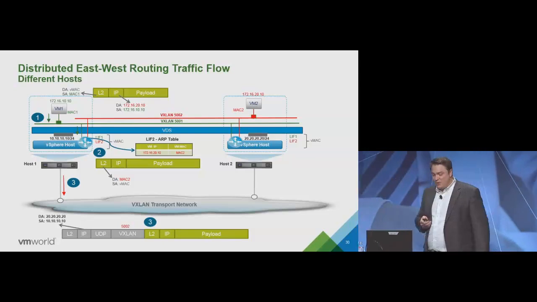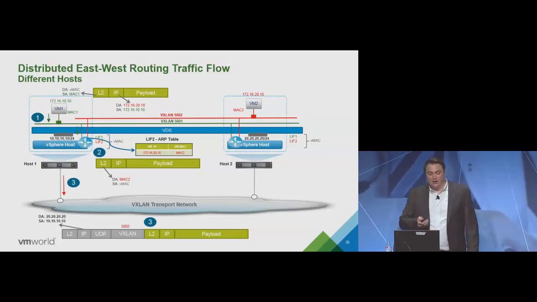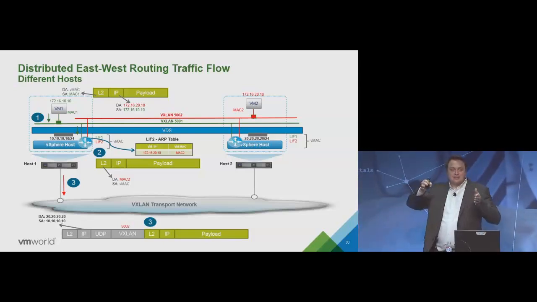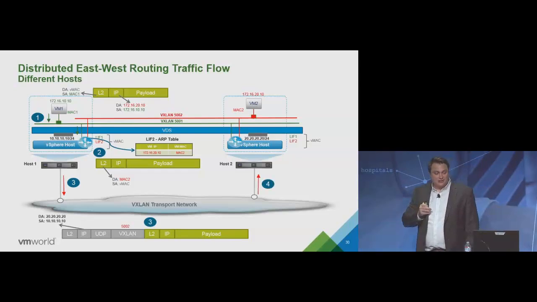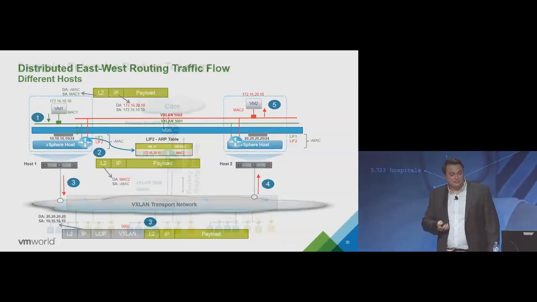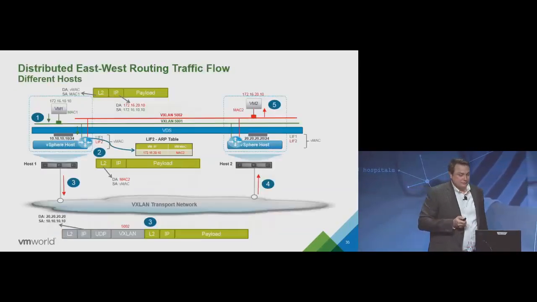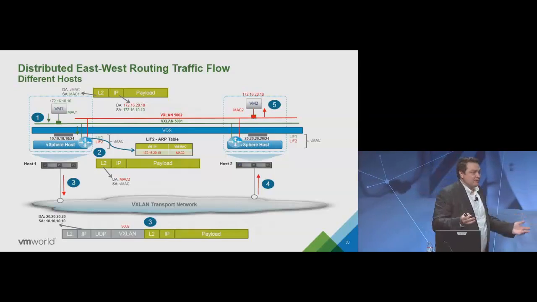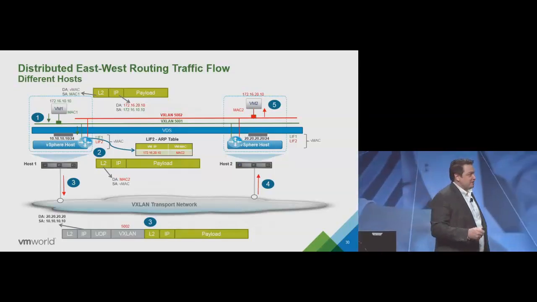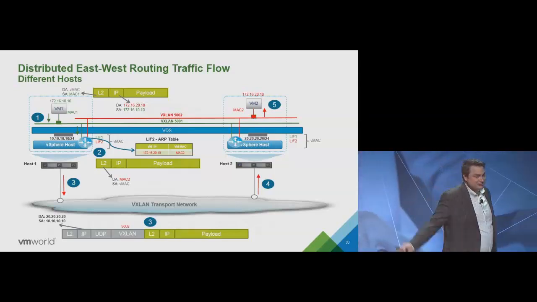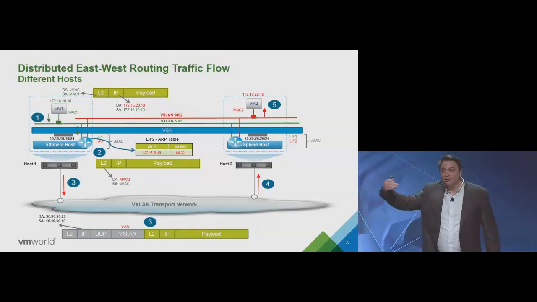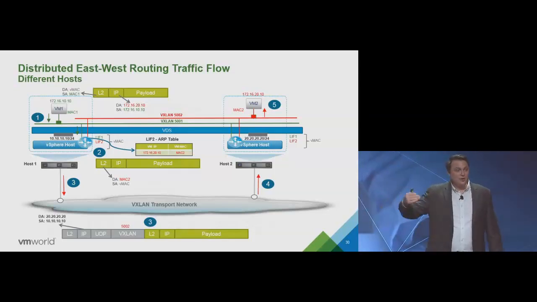So we go ahead and put on our encapsulation, send it through our tunnel to the destination VM. And it encapsulates it, and we're set to go. So it doesn't touch the DLR on the other side. It just sends out through the VTEP, that tunnel, the transport end, to the other side.